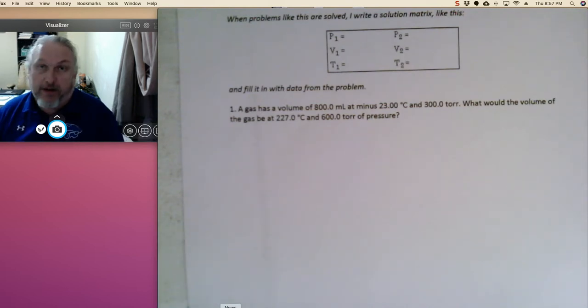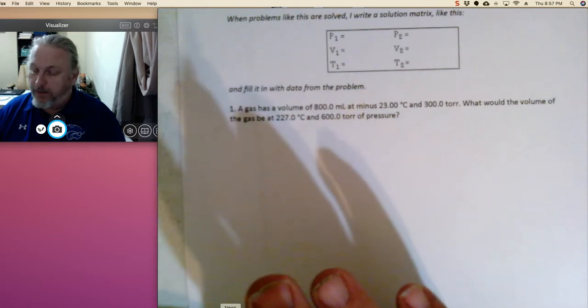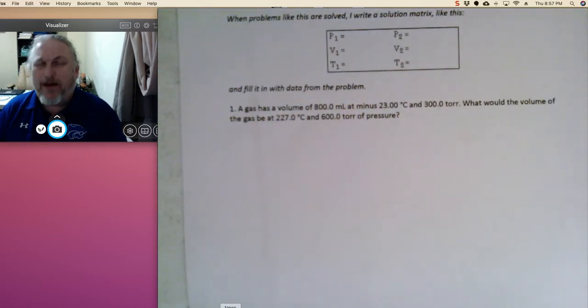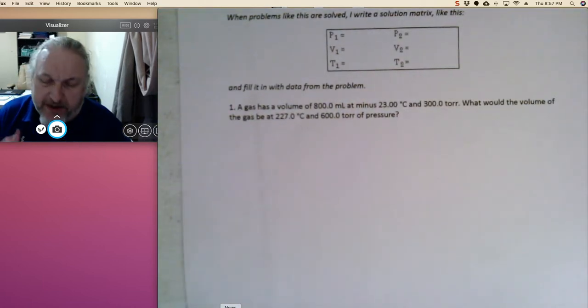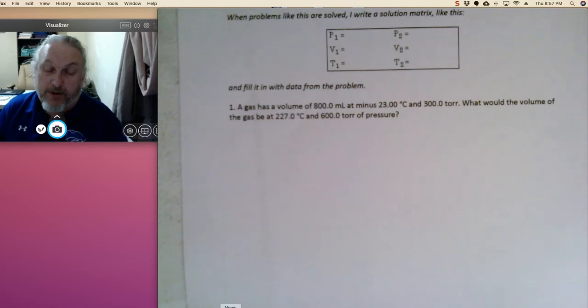Tonight we're going to look at these combined gas law problems. And combined gas laws are really cool in that they take Boyle's law, pressure and volume, Charles's law, volume and temperature, the relationship there, and Gay-Lussac's law of pressure and temperature. They combine them all together into one formula.